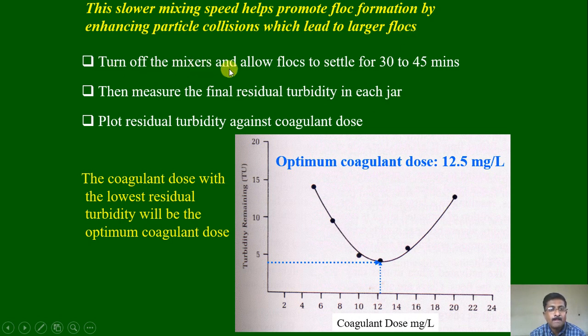Turn off the mixers and allow the flocs to settle for 30 to 45 minutes. Then measure the final residual turbidity in each jar. Plot the turbidity against the coagulant dose. Here you can see the coagulant dose and the turbidity remaining. From this graph we can find out the optimum coagulant dose to be given for that water, right? So the jar test helps to find the coagulant dose with the lowest residual turbidity, which will be the optimum coagulant dose.